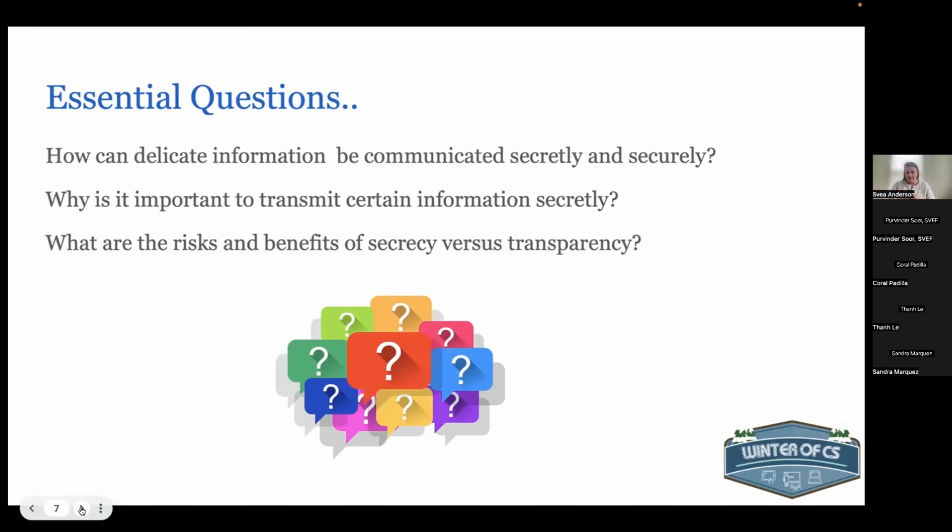With that being said, today's lesson, and I'll go into this a little later, is through Ignited Education. They are a nonprofit out of San Francisco. They have some really great curriculum, and this is just one of the lesson units that's available. So I'm going to jump on in. We're going to be talking about cybersecurity and messages. How can delicate information be communicated secretly and securely? Why is it important to transmit certain information secretly? And what are the risks and benefits of secrecy versus transparency?